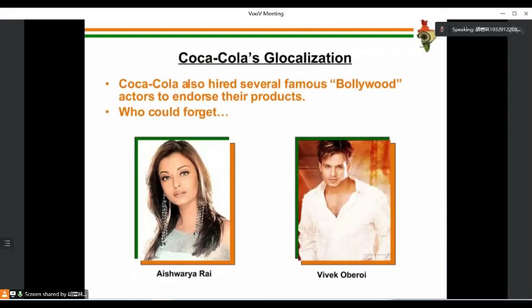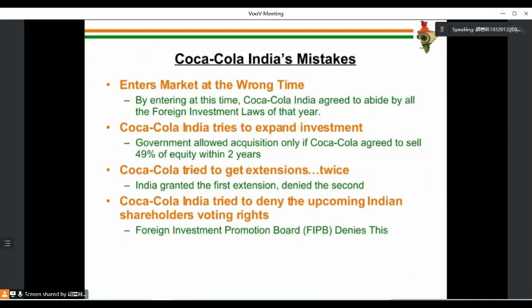And also like Pepsi, they also hired a lot of Bollywood stars. Okay, one of them like these two. But also at the same time, Coca-Cola made some mistakes when they tried to enter the market. Okay, so first of all, they entered the market at the wrong timing.